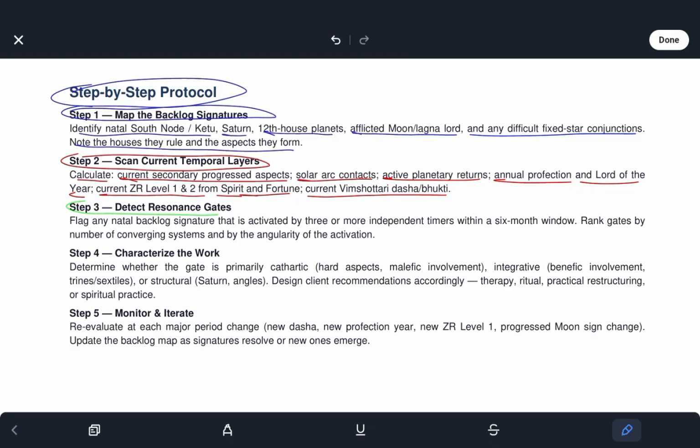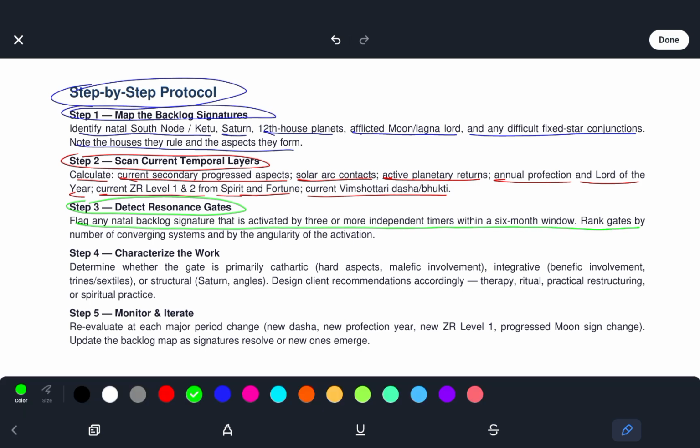Step 3 is to detect resonance gates. Flag any natal backlog signature that is activated by 3 or more independent timers within a 6-month window. Rank gates by the number of converging systems and by the angularity of the activation.